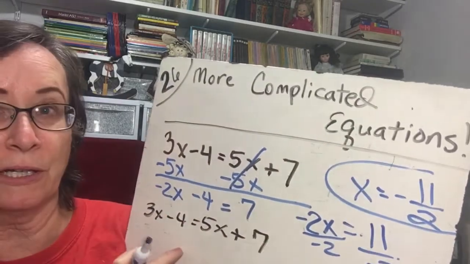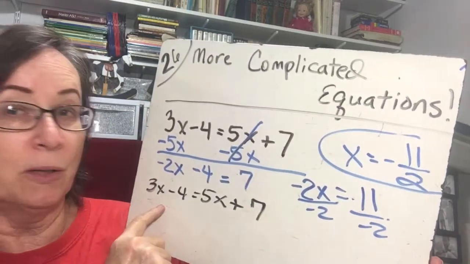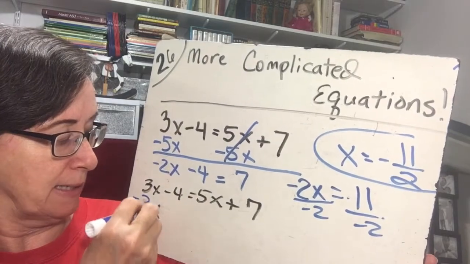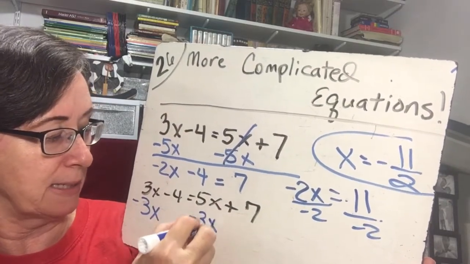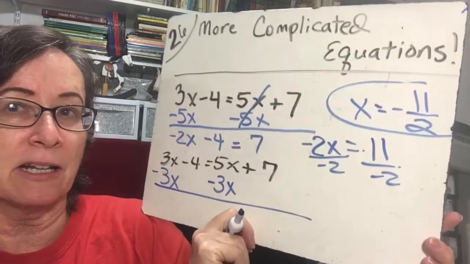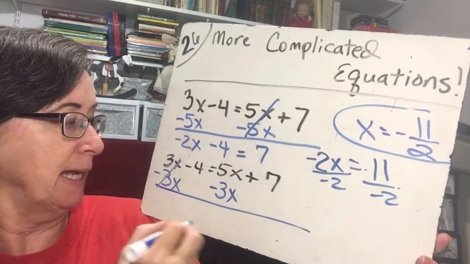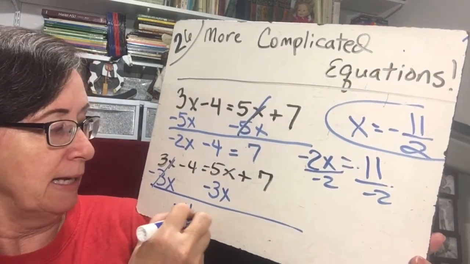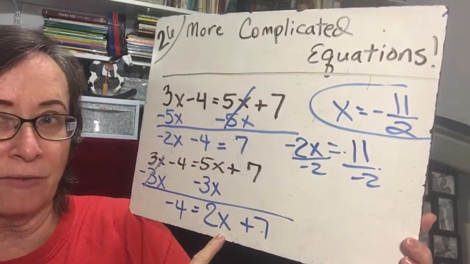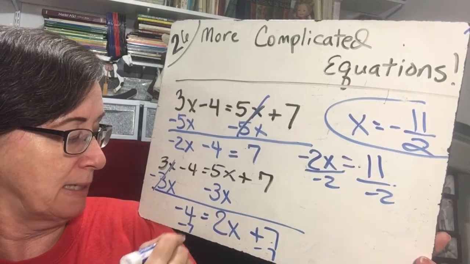Okay, so now we're going to do the same one, but now we're going to move the variable to the right. So we're going to subtract 3x and subtract 3x. Notice I focus on the variable first because I know I cannot solve for a variable unless I have it in one spot. So I'm going to cancel that. Negative 4 is equal to 2x plus 7. Now I've got my x over here, so I want to get rid of the 7. So minus 7, minus 7.